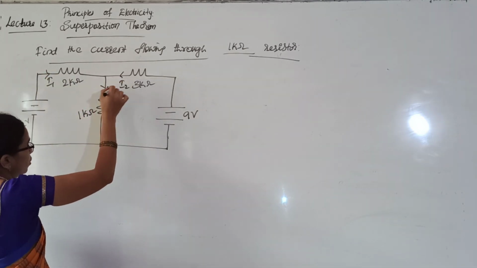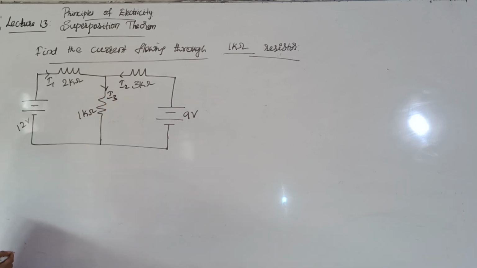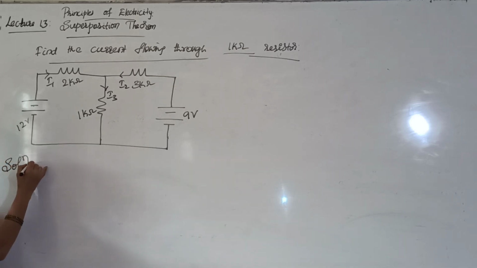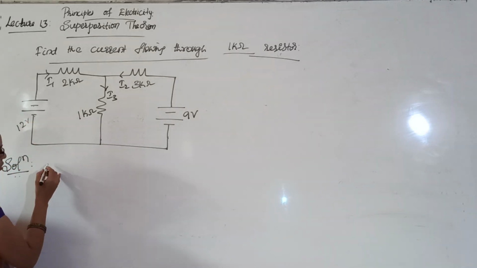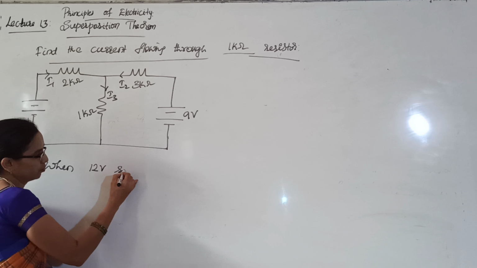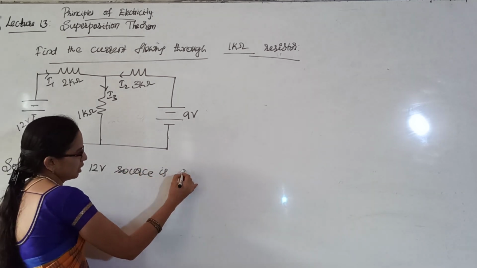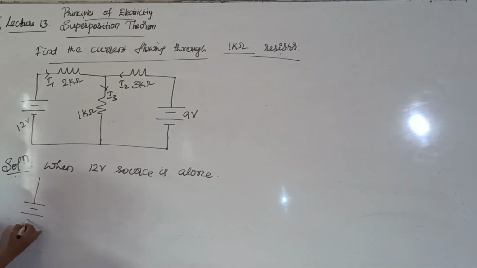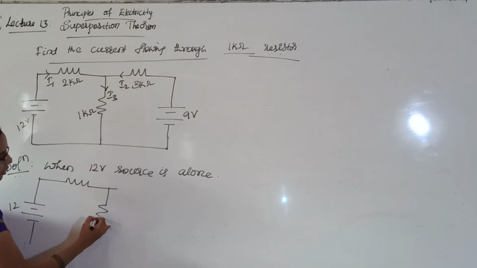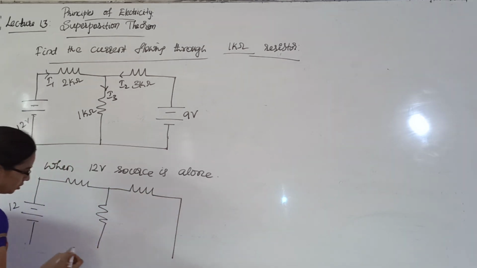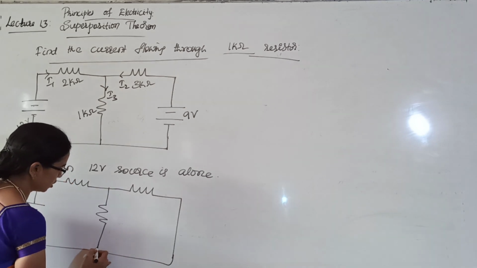The I2 and I3. So what I have to do is, first I will consider only this 12 volt source alone. When the 12 volt source is alone, the circuit will be, please do the problem with me, then only you can do it in test or exam. And the 9 volt battery I will make that as short circuit.